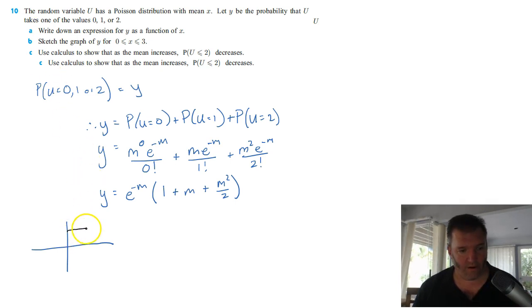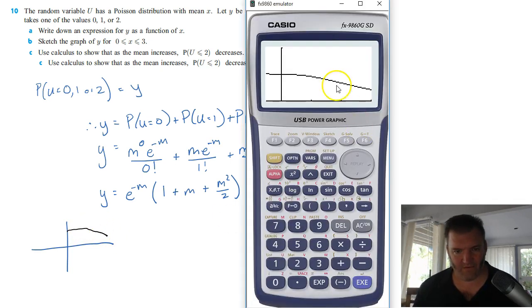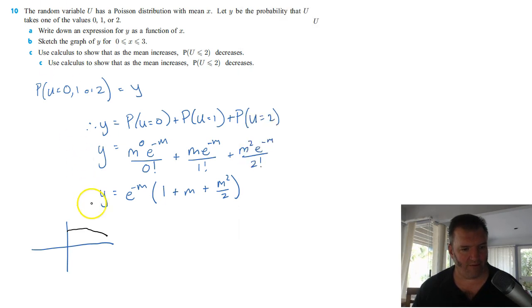This graph looks something like that. Is that a good rough estimate of what I had there? Well, probably it went on for a little bit long, but you got the right idea. What do we do when we sketch a graph? We label our axes and label the equation. So let's go ahead and do that.